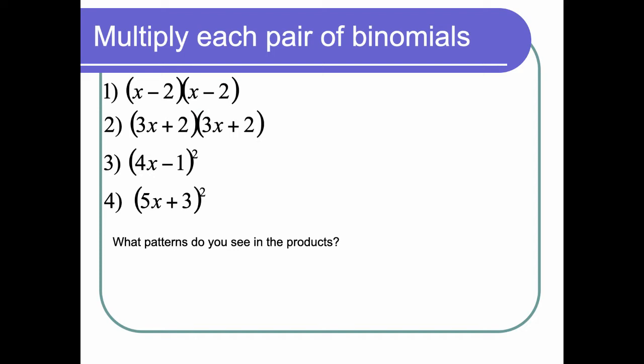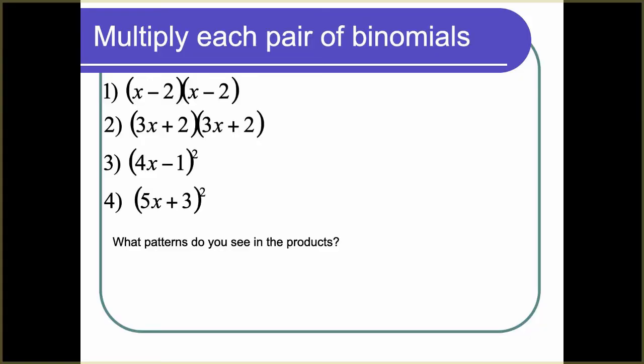If we multiply these together, the top one, we get x times x, which is x squared. Then we get x times negative 2, which is negative 2x. Negative 2 times x is negative 2x. And then we have negative 2 times negative 2, which is 4. And when you simplify this, you get x squared minus 4x plus 4.